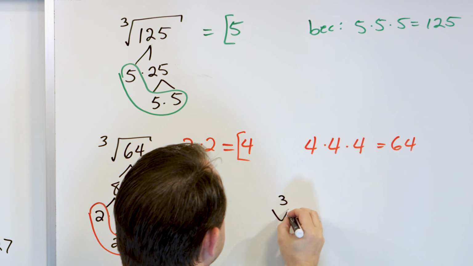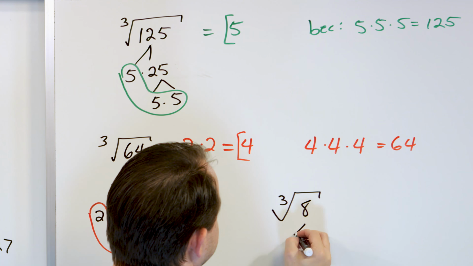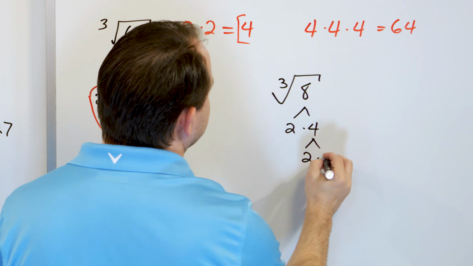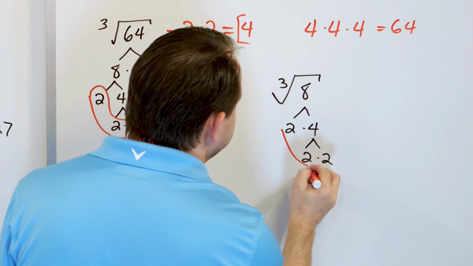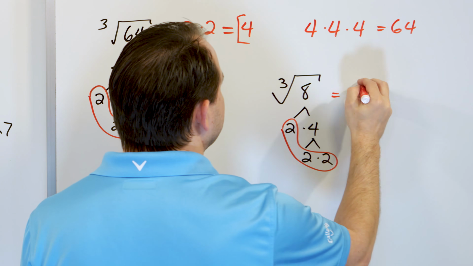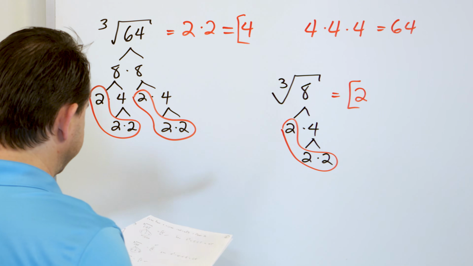Cube root of 8. We do a factor tree. 2 times 4 is 8. But 4 can be written as 2 times 2. And then I go and look for triplets, and I see a nice big fat juicy triplet right there. I only count it one time, so the answer is 2. Why? Because 2 times 2 times 2 is 8. That's the answer to that question.